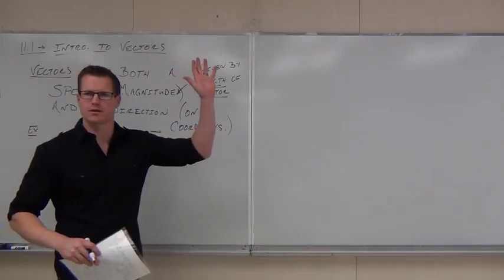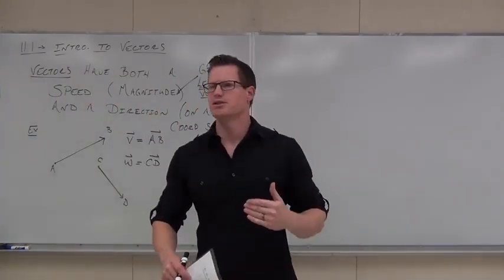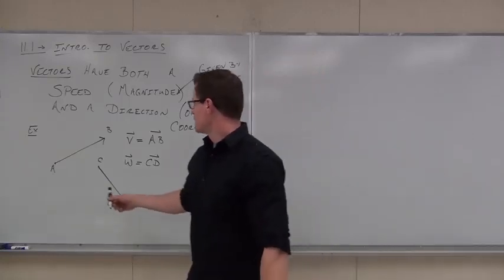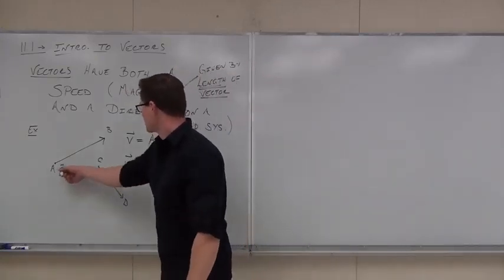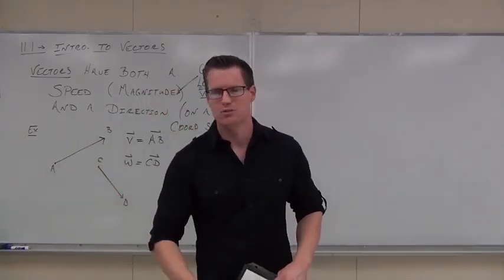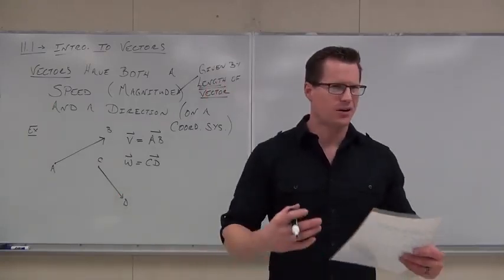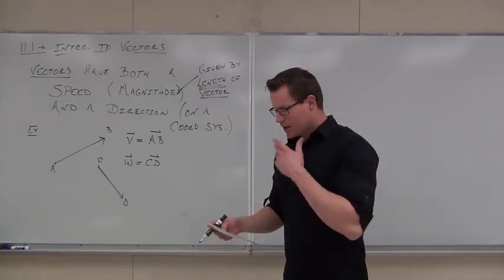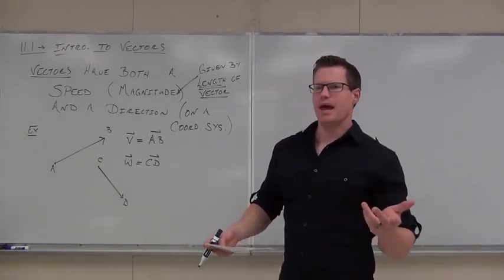Show of hands if you feel okay with our vector so far. Pretty easy. It's a vector that gives us a direction and a magnitude. This one looks a little bit longer. We'd say that has more magnitude because it has more length to it. Are y'all with me on this so far? Okay, cool.